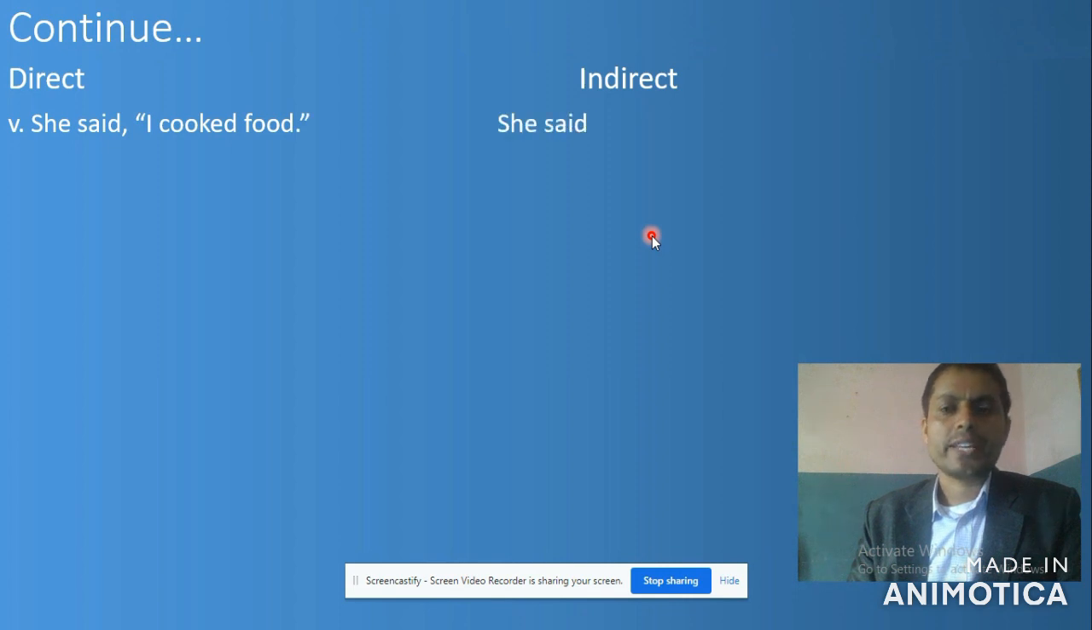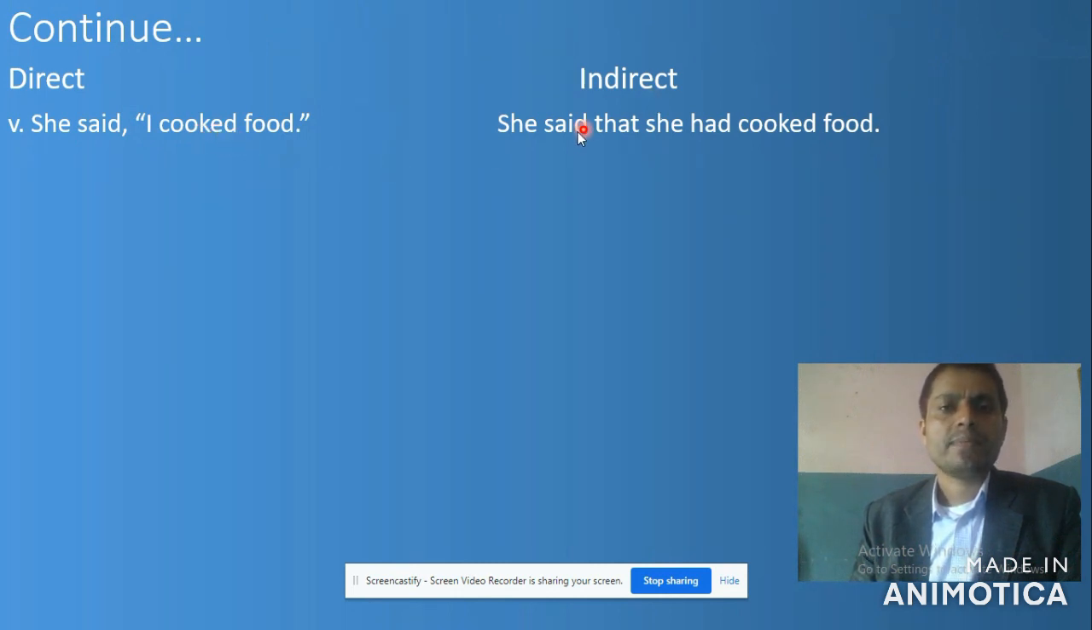Number B. She said, I cooked food. Indirect. Here is subject, she. Said, this is the reporting verb. Here is comma, here is double inverted comma. I cooked food, this is verb two, simple past tense.